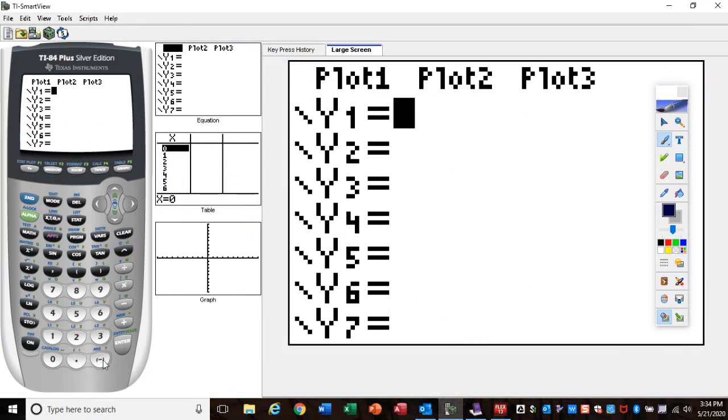Okay, the negative, don't forget the negative key down below under the 3. Don't hit the subtraction key. Negative, so negative 2x squared minus 4x.